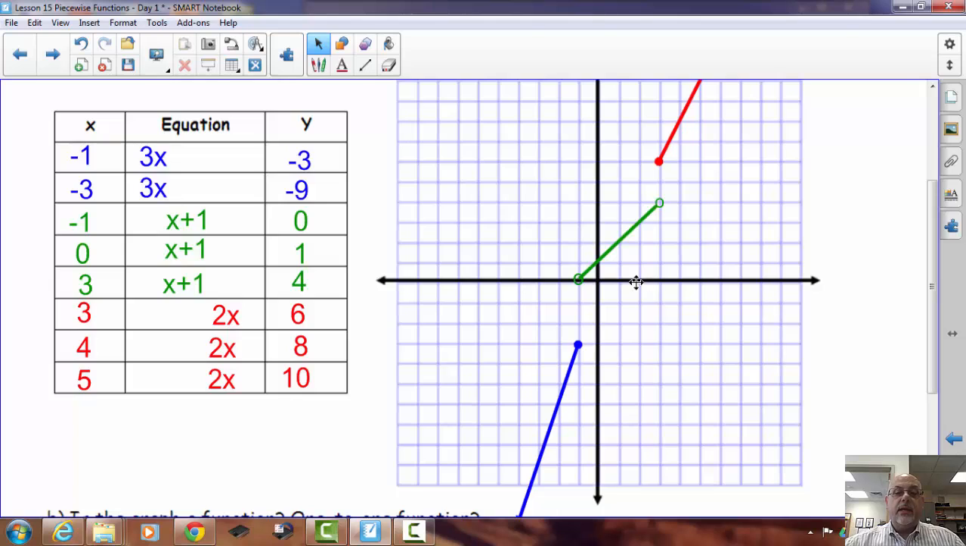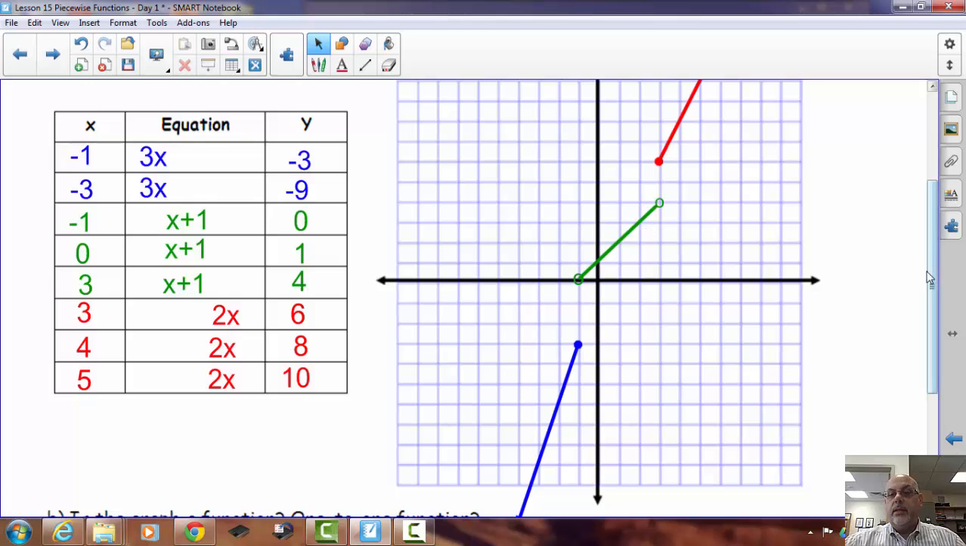If I ask you to evaluate f of negative 1, when x is negative 1, y is negative 3. There's a closed circle down there. We don't go to the open circle because that's not a solution. Our solution is only with closed circles. The value of x is 0 has been excluded from the domain for this part of the function.